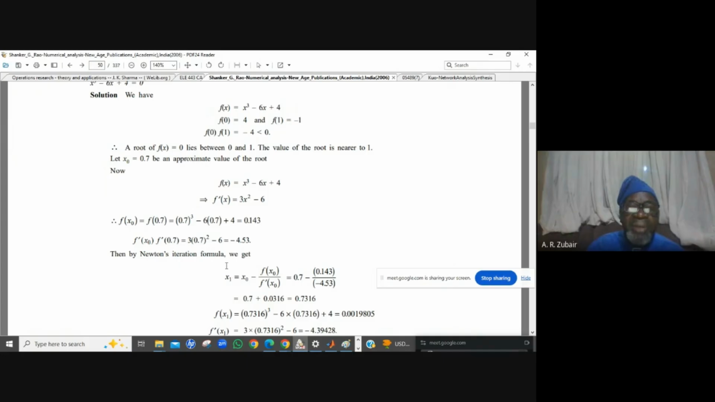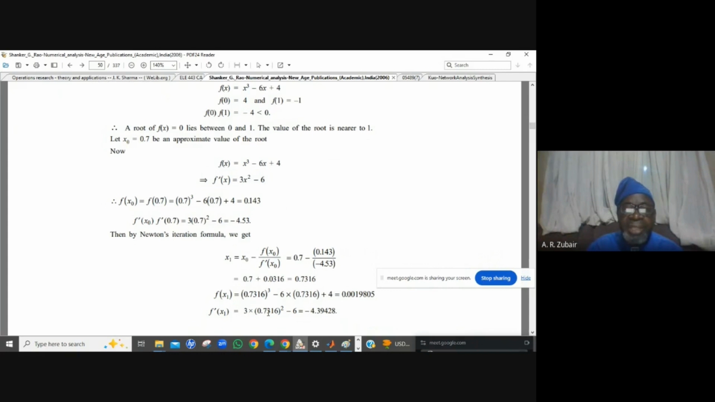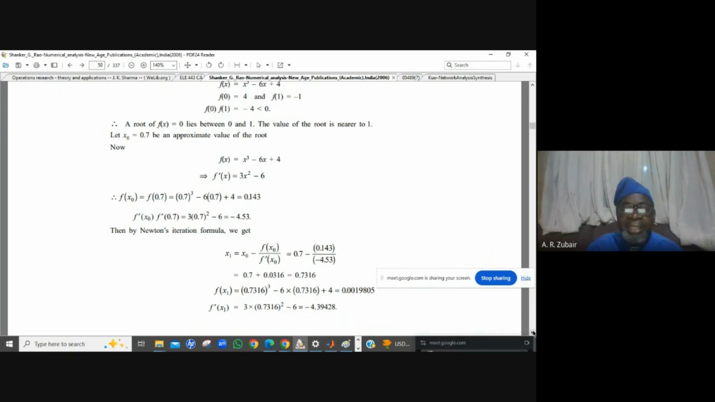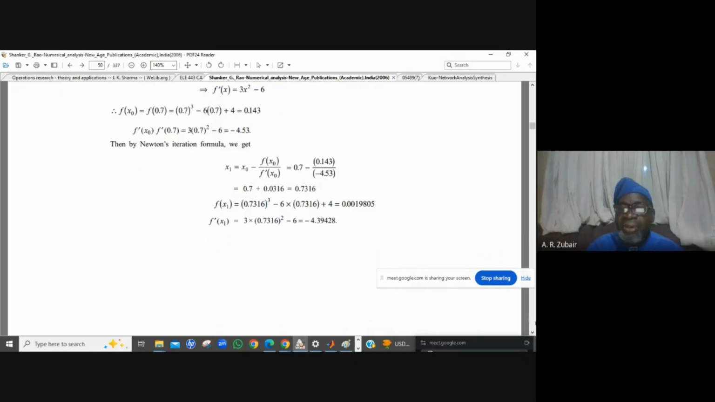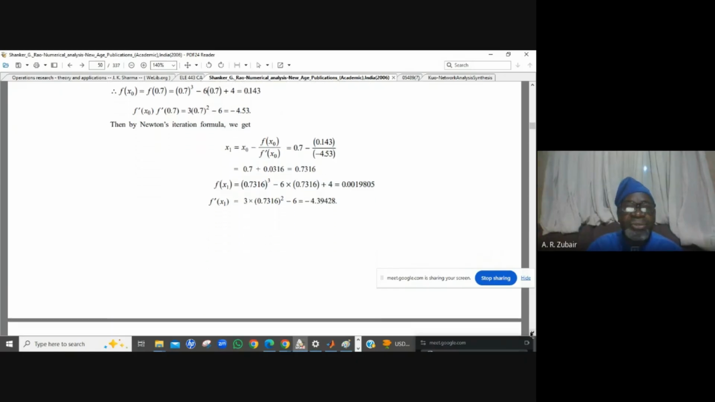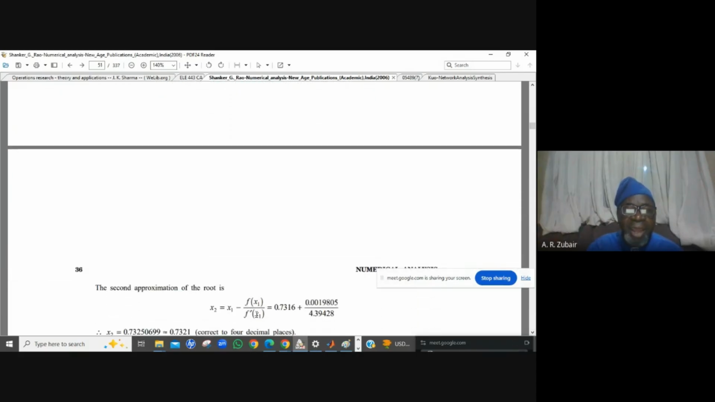So for x1, we are going to repeat this. Instead of substituting x naught as before, now substitute x1 here. That's what they are doing here. In the f prime, substitute x1, and then adjust your formula. Your formula was saying x1, x naught. Your formula will now be saying x2, x1. You get it? The formula will now be saying x2 equals x1 minus f x1 over f prime x1.